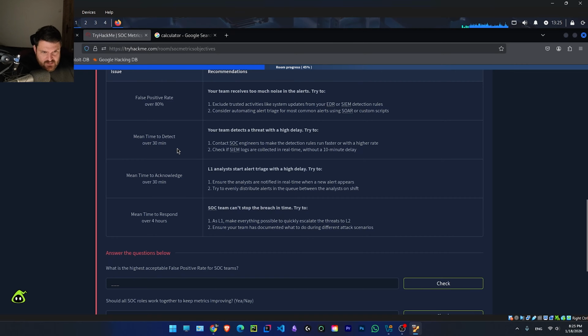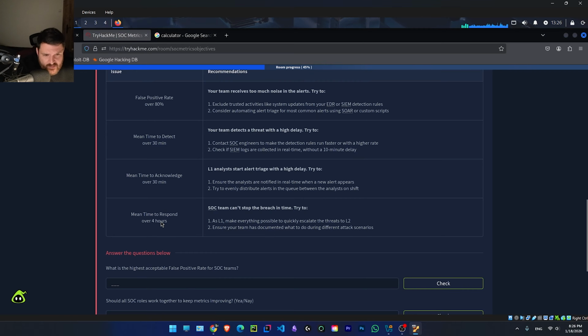Mean time to detect over 30 minutes: your team detects a threat with a high delay. Try to contact SOC engineers to make the detection rules run faster or at a higher rate. Check if SIEM logs are collected in real time without a 10-minute delay. Mean time to acknowledge, MTTA, over 30 minutes: the L1 analyst starts alert triage with a high delay. Try to ensure the analysts are notified in real time when a new alert appears. Try to evenly distribute alerts in the queue between the analysts on shift.